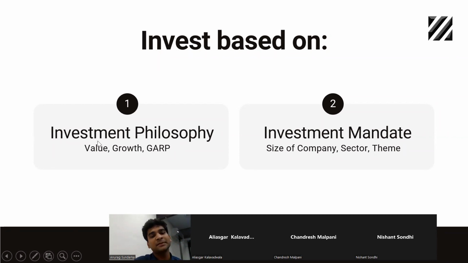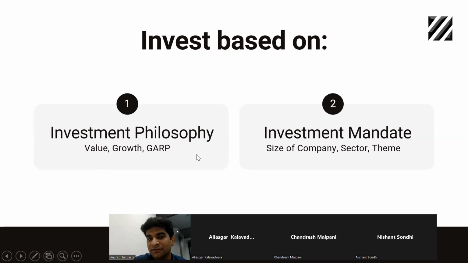And when you work with a firm, the firm already has a philosophy. They are comfortable investing, let's say, in consumer facing companies, that means companies that sell directly to consumers, like Samsung, or they're interested in companies that sell to B2B, that means to businesses. Next is the investment mandate.